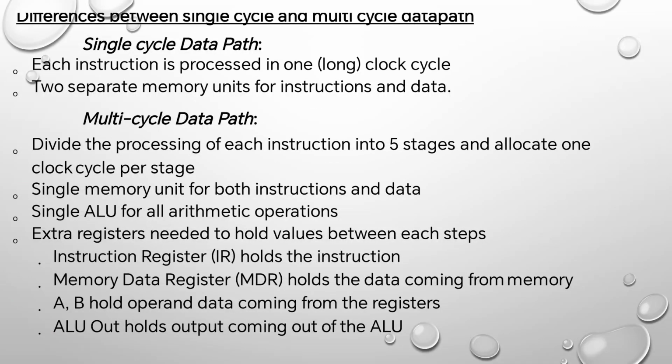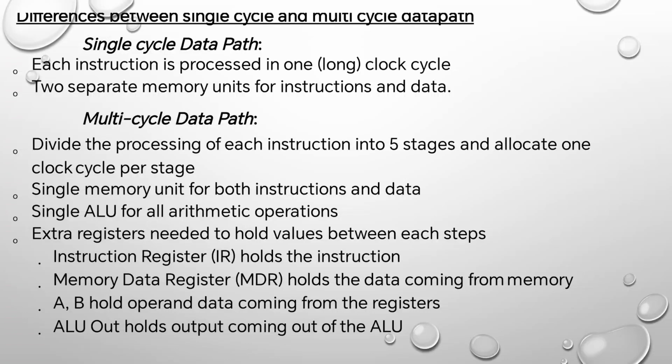Difference between single cycle and multi-cycle datapath. Single cycle datapath: each instruction is processed in one clock cycle, with two separate memory units for instructions and data. Multi-cycle datapath: divide the processing of each instruction into 5 stages and allocate one clock cycle per stage, with a single memory unit for both instructions and data, and a single ALU for all arithmetic operations. Extra registers are needed to hold values between each step.